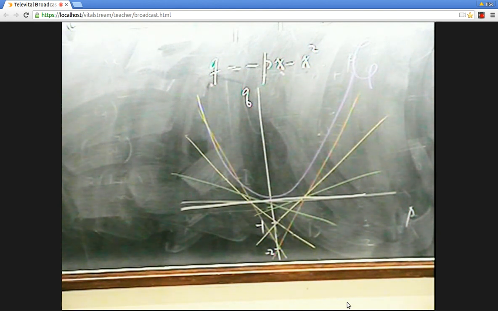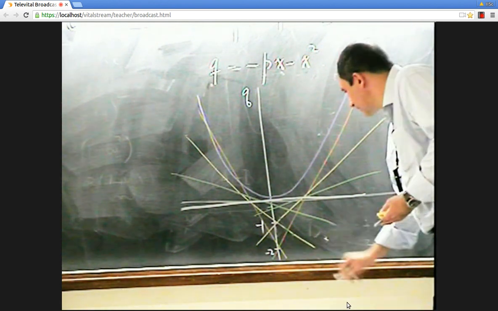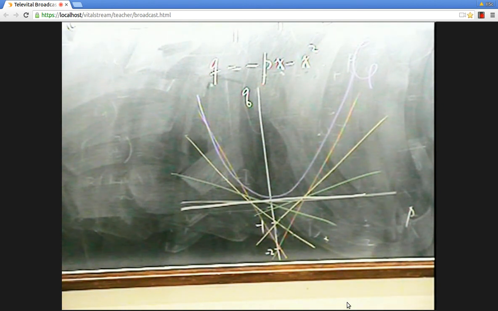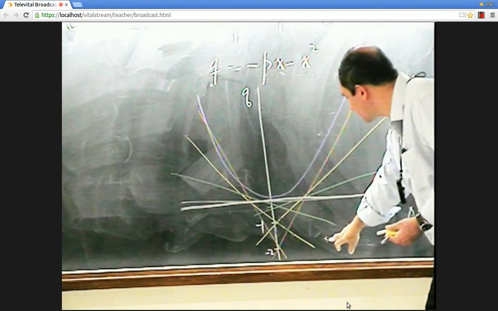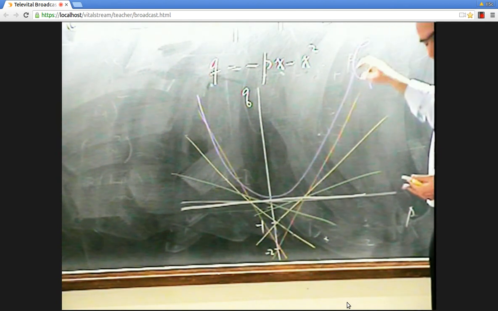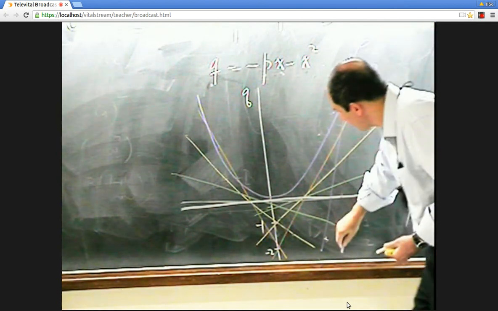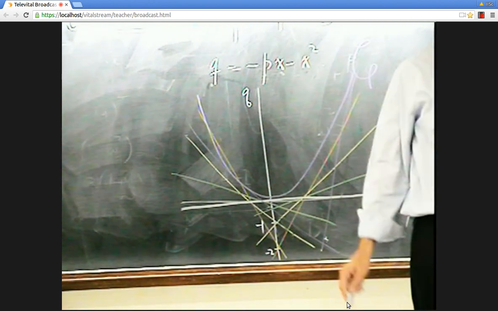Pick a point that lies below C. It's somewhere here. Keep drawing more and more of these lines. If you draw enough lines, you will find that the cross that I have marked there will lie on two such lines. In other words, from this point, I can draw two tangents to C.